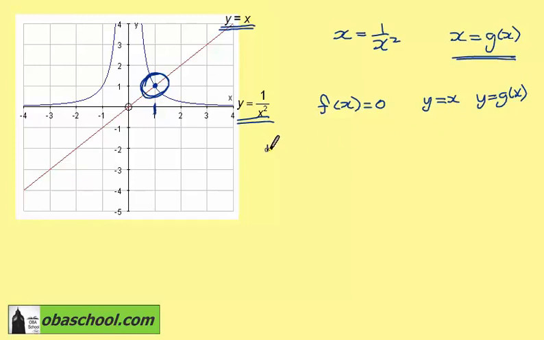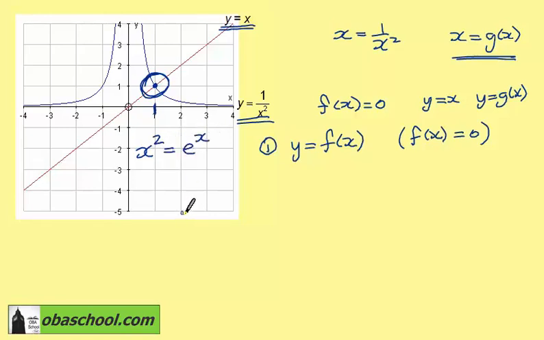There's basically 3 steps. First of all, we need to identify y equals f of x. Remember, we're looking for f of x equals 0. This may require rearrangement. For example, if we were given x squared is equal to e to the x to solve, then we'd be looking to solve x squared minus e to the x equals 0. So we'd have y equals x squared minus e to the x, and this would be our f of x.